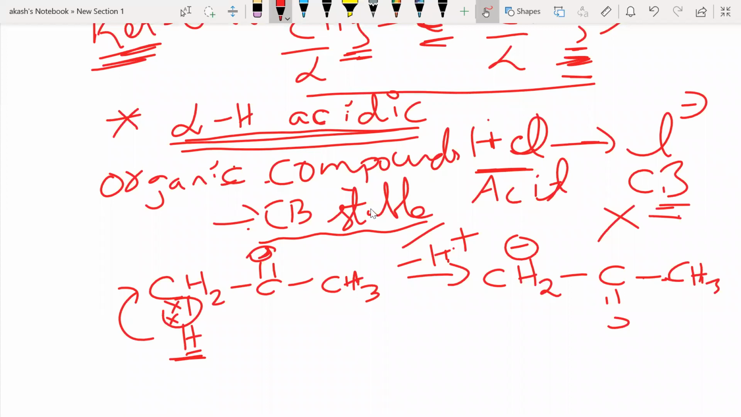Now the question is, how do I prove that this is going to be stable? I'm not going to tell you the answer, but they should have taught you this concept in school. Now tell me, how is this stable?